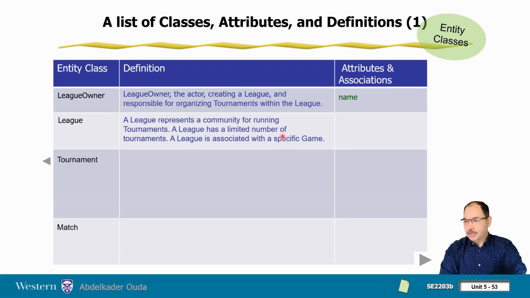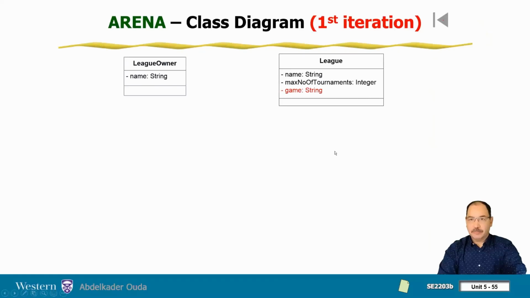So I start to see that we need to write the league name. We need to consider the number of tournaments. So let us start: I need to add a name and a maximum number of tournaments. Because it's a limited number of tournaments, I just name it here max number of tournaments. And then a league is linked to a specific game, so write a game here. If this is the case, let us go ahead and add this class.